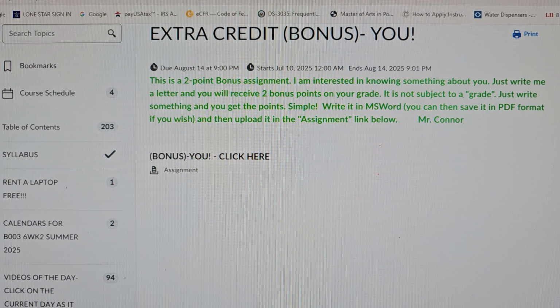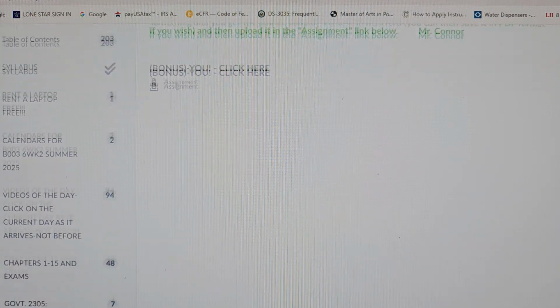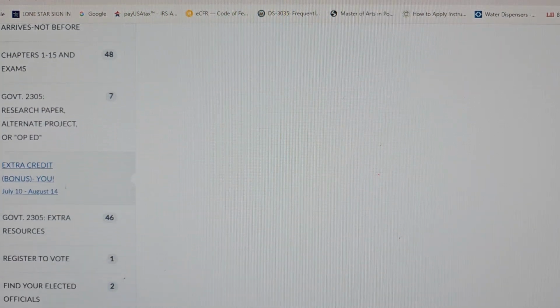So the paper's not graded. It's just automatic. You submit a paper. It's optional. You don't have to do this. But if you want to, you just submit a paper and bang, you get 2 points added to your grade. But like I said, it's optional. You don't have to do it. Okay.